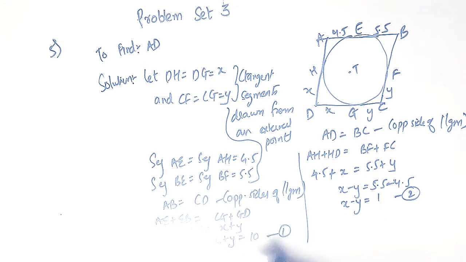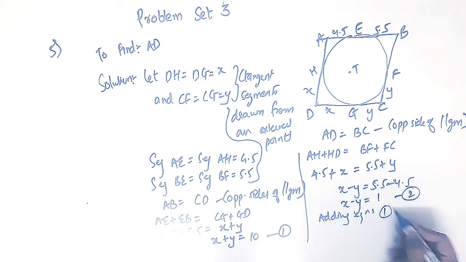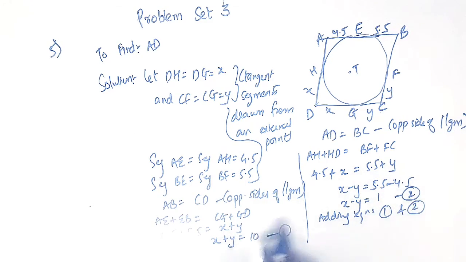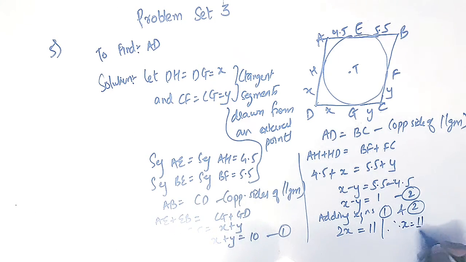Very simple. I got two equations here. So if I add equations 1 and 2, you can see x plus x will become 2x, plus y minus y will get cancelled, equals 11. So 2x is equal to 11. Therefore x is equal to 11 upon 2. Therefore x is equal to 5.5. Okay, we got x as 5.5.